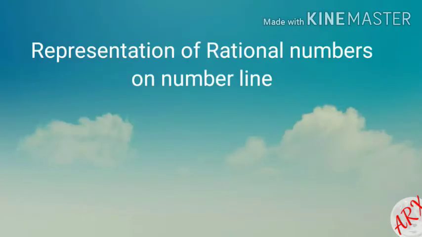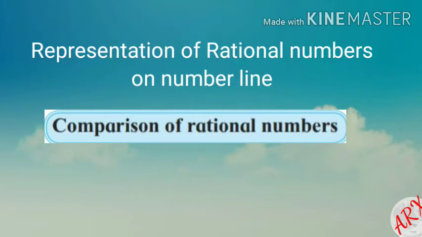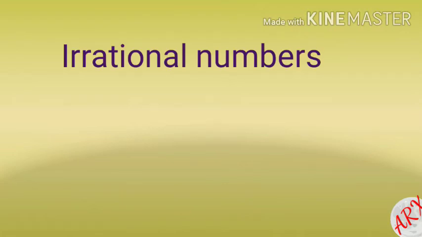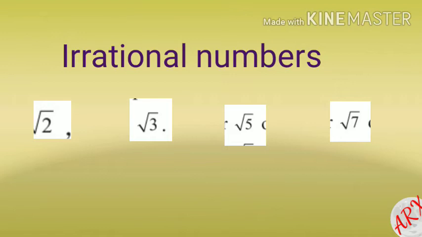In the last topic, we studied representation of rational numbers on the number line, comparison of rational numbers, and decimal representation of rational numbers. Today we are going to study irrational numbers. There are many numbers on a number line which are not rational. So they are irrational numbers. For example, root 2, root 3, root 5 are examples of irrational numbers.